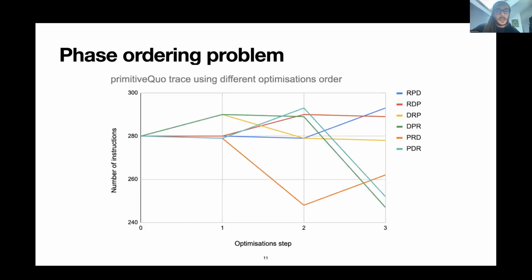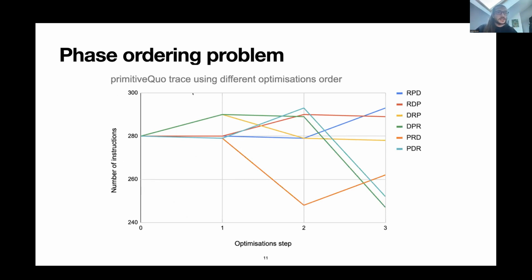So to show an example, I have this little example. In this graph, I took three different kinds of optimizations, and I made all the possible orders, the 6 possible orders, to apply them.